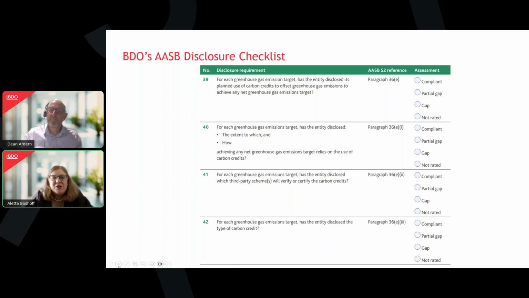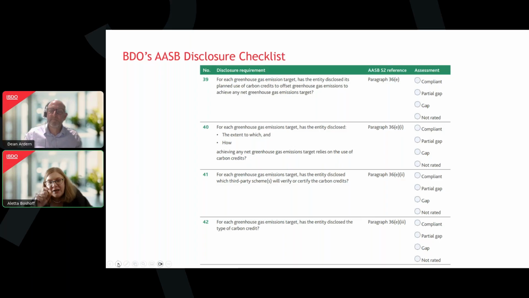So for each greenhouse gas emissions target, has the entity disclosed its planned use of carbon credits to offset greenhouse gas emissions? So very specific requirements, and then you can mark whether you've got it in place and what information you need.